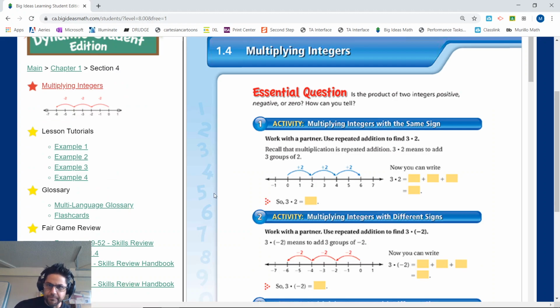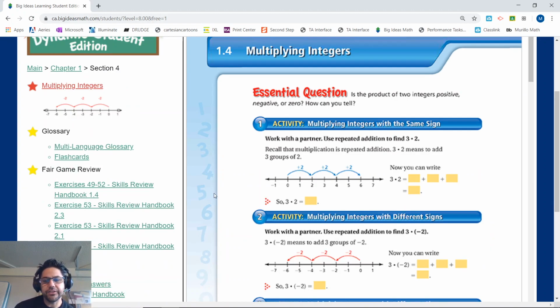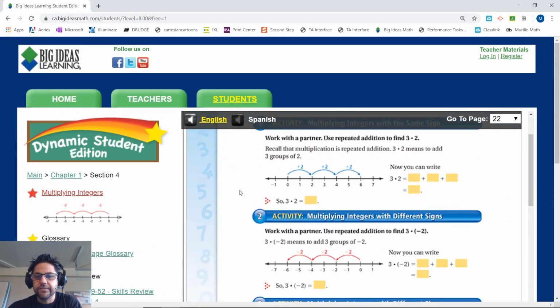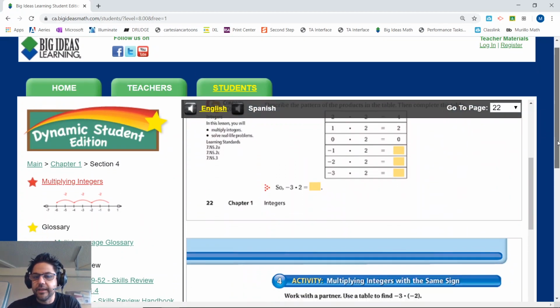So 1.4. The easiest way I tried to describe it to you is, if it's the same sign for multiplication or division, so they're both positive or both negative, it's going to give you a positive answer. So again, same sign, positive answer. But if they are different signs, then it's going to give you a negative answer. Let's see if there are some quick questions here that we can review.